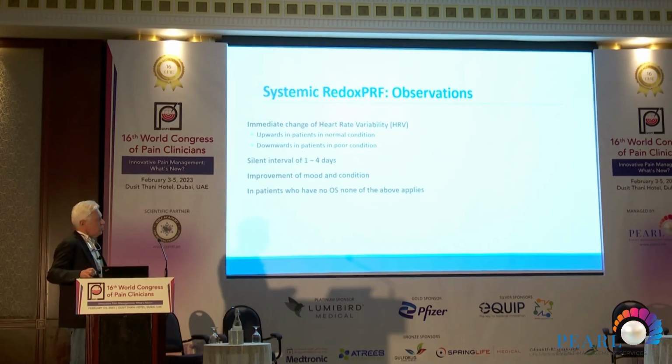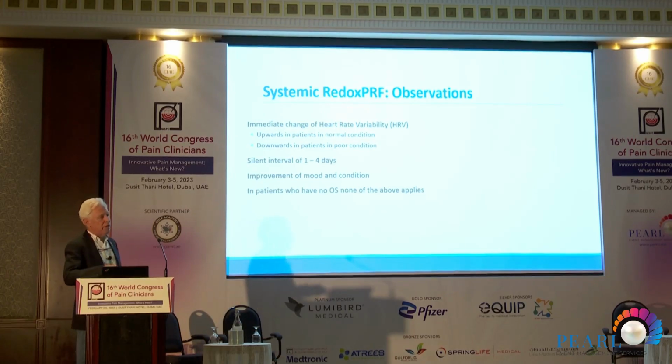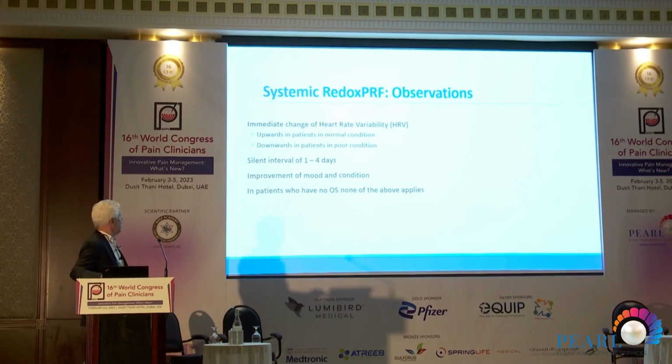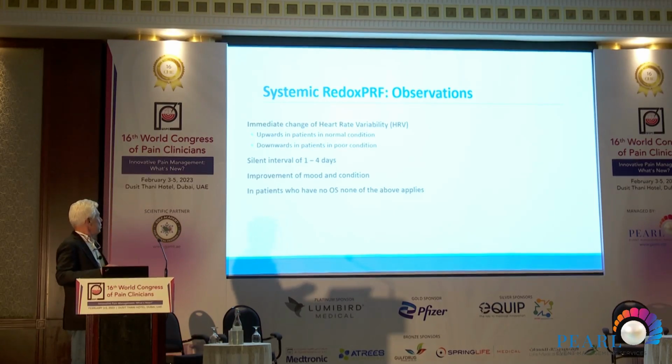What is redox pulsed RF? Transcutaneous is redox pulsed RF. The observation is an immediate change in the heart rate variability. There are many publications about heart rate variability, and Professor Sluijter did several investigations about this to look at what happens with the autonomic and the parasympathetic system. So it goes upward in patients with normal conditions and downwards in patients in poor conditions. There's a silent interval of 1 to 4 days, and it improves mood and condition in patients who have no oxidative stress. None of the above applies.